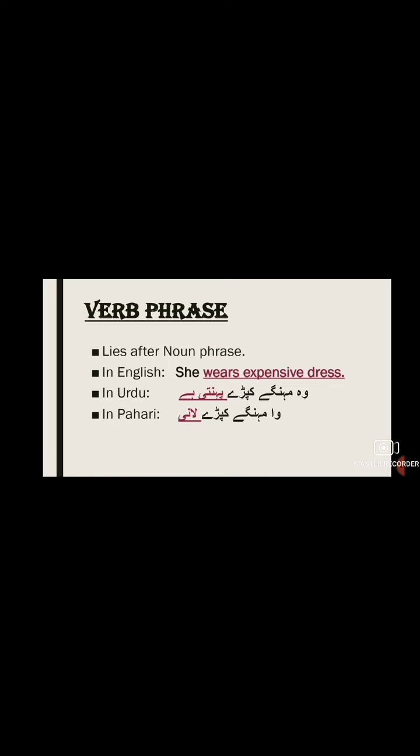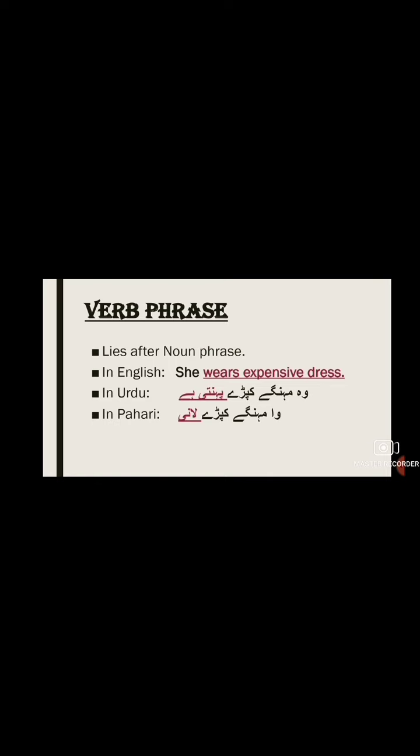In above sentence, wears expensive dress is verb phrase. If we see its position in sentence, it comes just after noun phrase. By analyzing structure of the whole verb phrase, it can be seen that the leading word wears is verb, and after that a noun phrase expensive dress follows it.